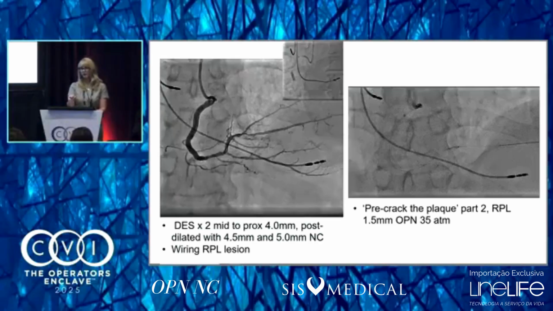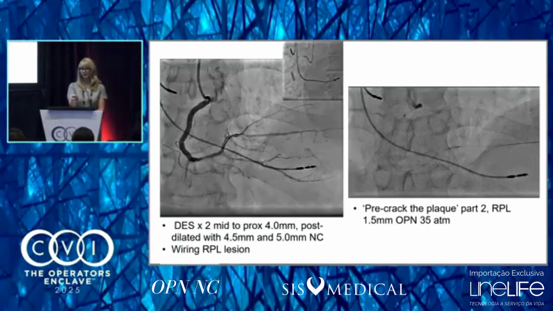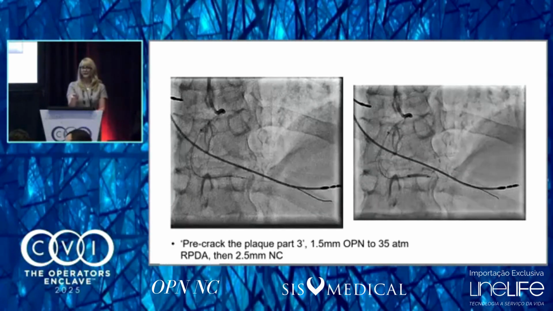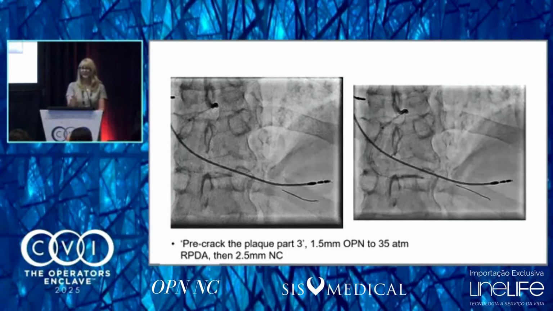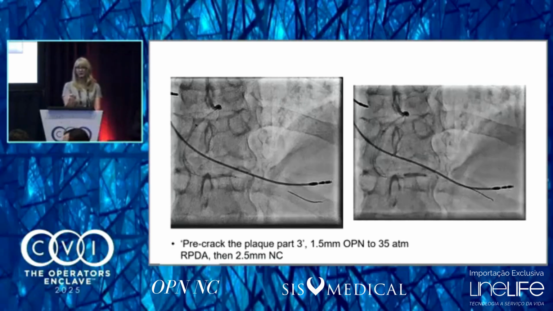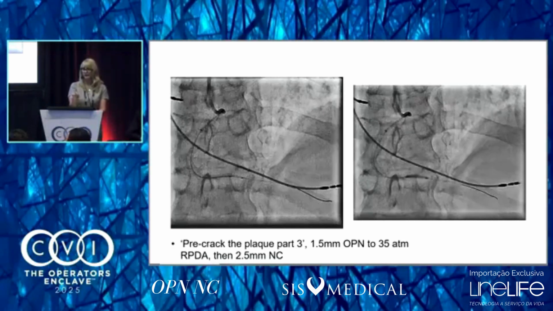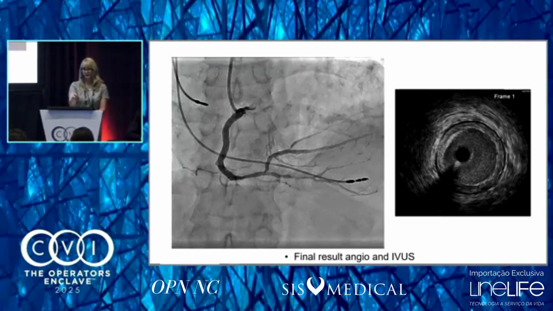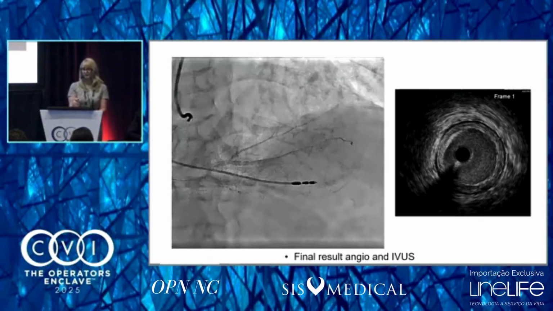So I took a 1.5 OPN down to the posterolateral branch first and inflated it to 35 atmospheres. I further dilated with 2.5 NCs, placed a 2.5 stent, and post-dilated with a 2.75 NC. And then I went down to the PDA and did the same thing. I took a 1.5 OPN up to 35 atmospheres, dilated with a 2.5 NC, and placed my 2.5 stent, post-dilating it with a 3.0 NC. And this is the final angiographic result for the patient.